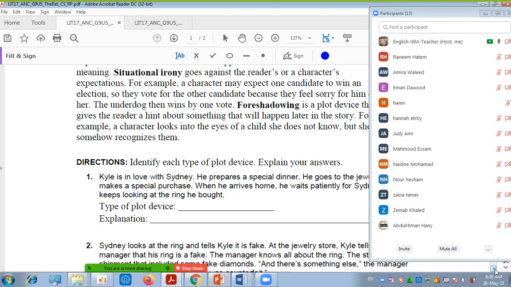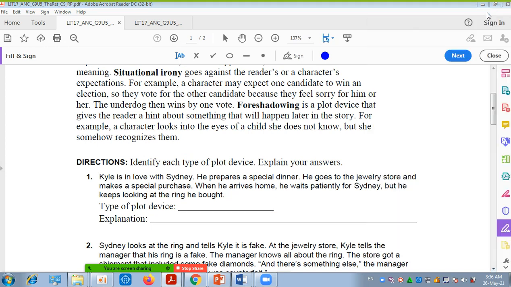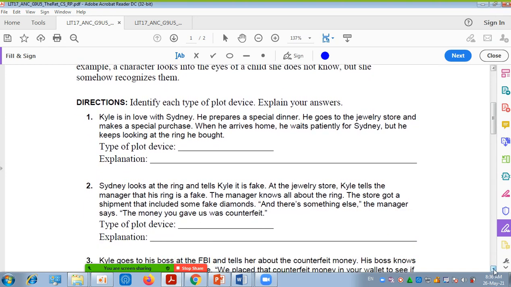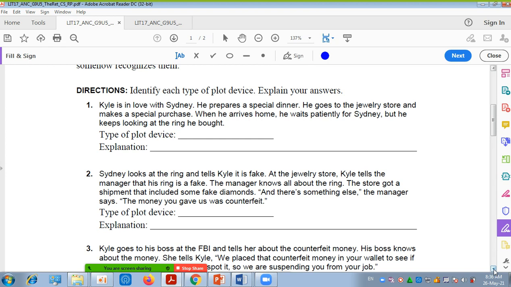Okay? Now, can you read number one? Noor, can you see the screen? Yes, read number one. Kyle is in love with Sydney. He prepares a special dinner. He goes to the jewelry store and makes a special purchase. When he arrives home, he waits patiently for Sydney, but he keeps looking at the ring he bought. Thank you very much.